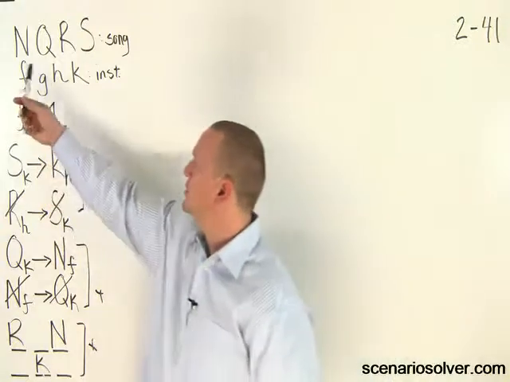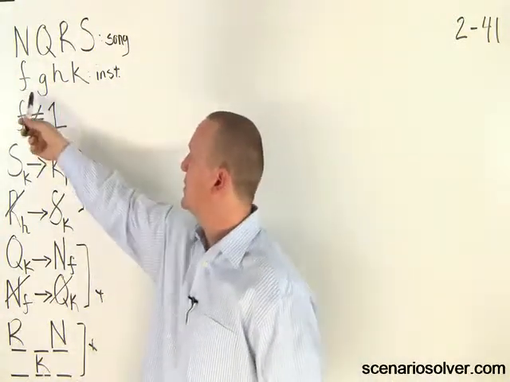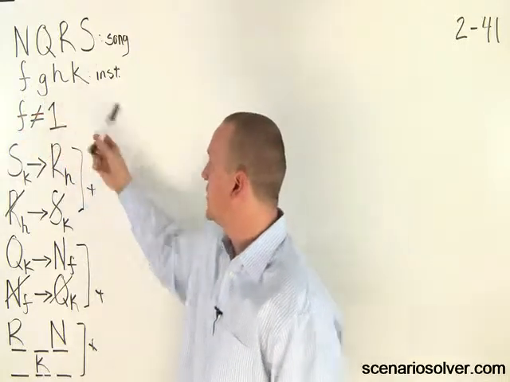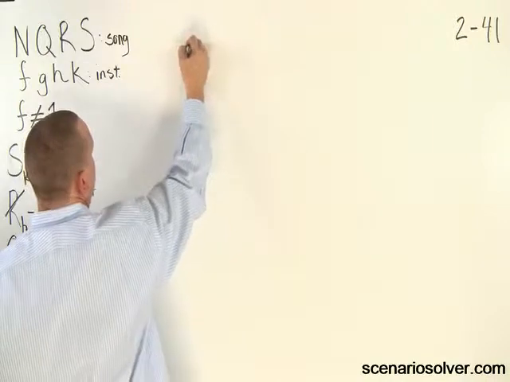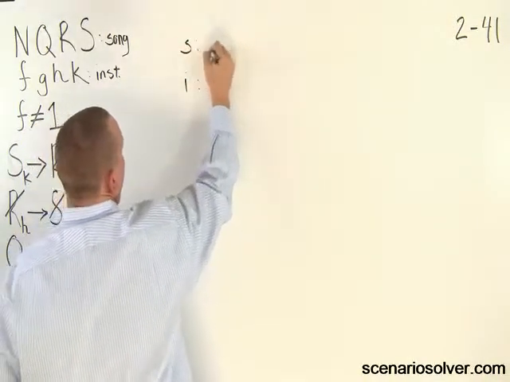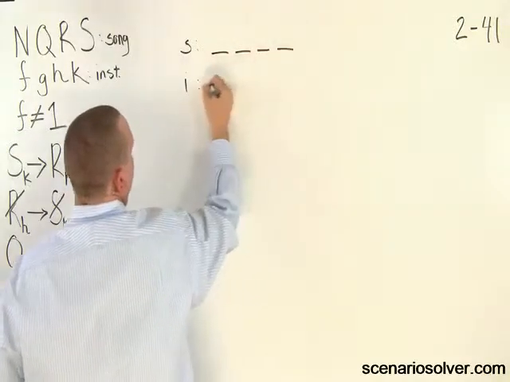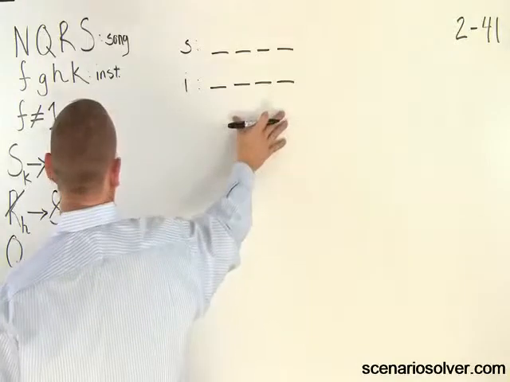Okay, so here are our songs, N, Q, R, and S. They're on a sequence, and they must match up with instruments F, G, H, K. So we know that what we have here is something that looks like this: a song and an instrument. All right, that is what we're dealing with.